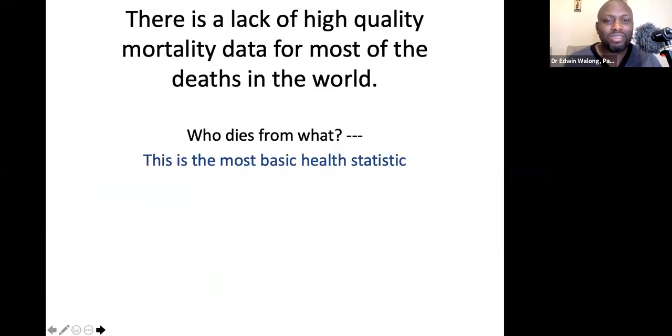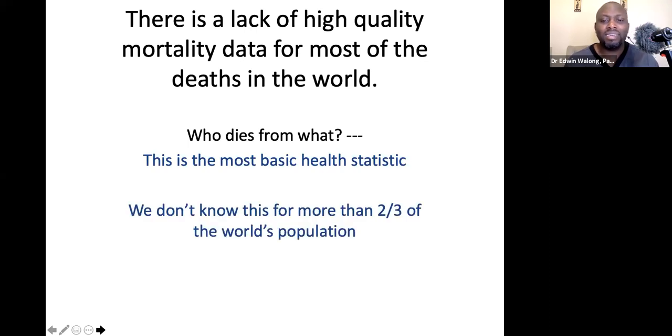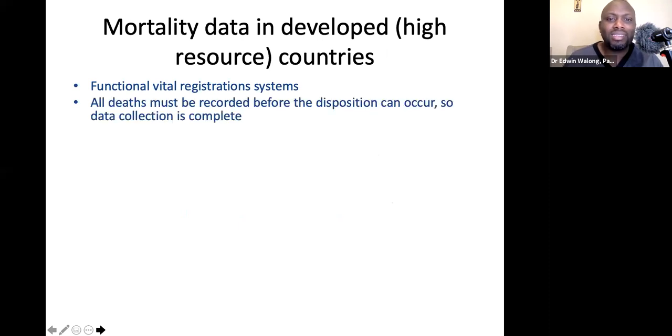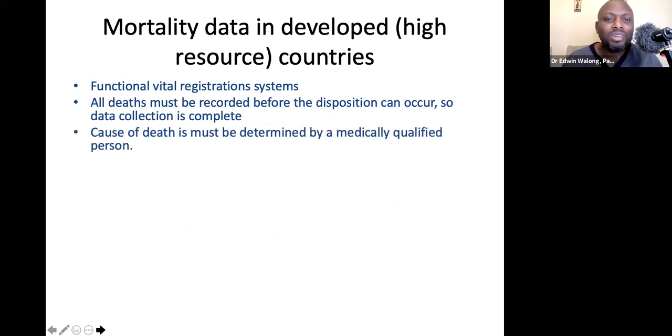We all know certain things about death notification: we do not know much about the mortality data for most of the world. And yet, just knowing who dies from what is the most basic health statistic. Because of that, we are unable to properly plan for healthcare. All countries should have functional registration systems. All deaths must be recorded before disposition can occur, and death must be determined by a medically qualified person, preferably giving the best medical opinion at that particular time.